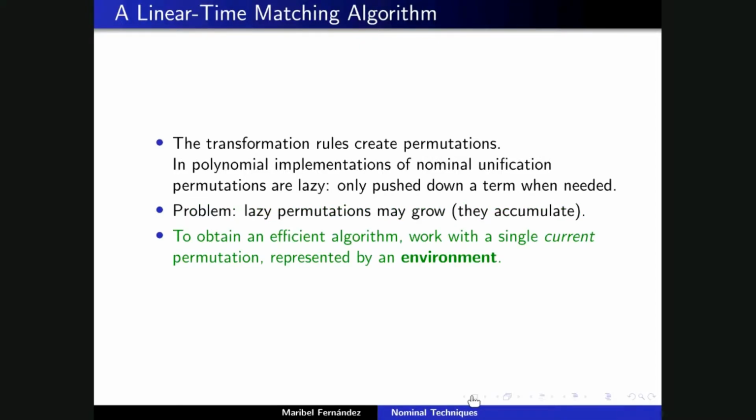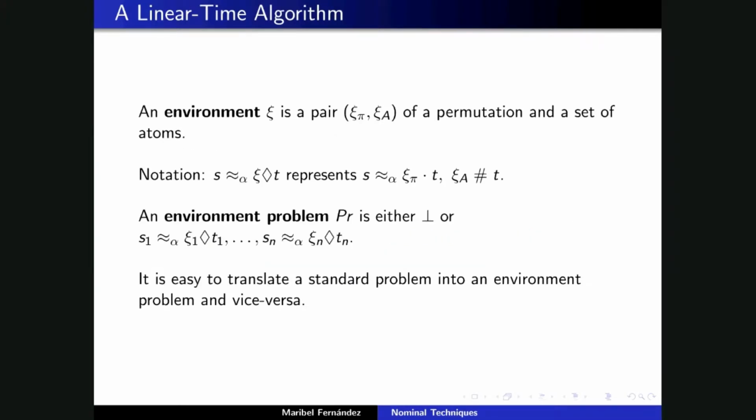Actually, the algorithm I'm going to describe is a linear time matching and alpha equivalence check and matching algorithm designed by Christophe Calvez in his PhD thesis, which uses a representation of permutations in what he called an environment. An environment is a compact representation of a permutation and a set of atoms that will need to be checked for freshness. Remember, we are going to apply permutations lazily and check freshness lazily. So we will keep this structure of a permutation and a set of atoms.